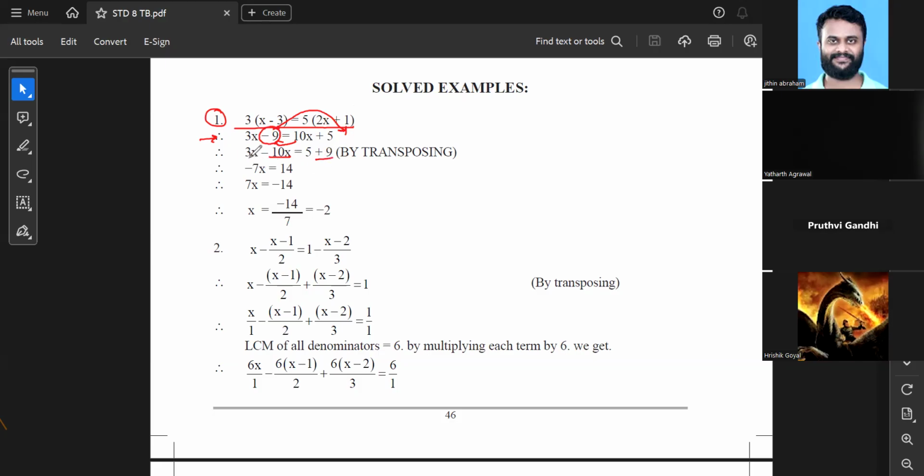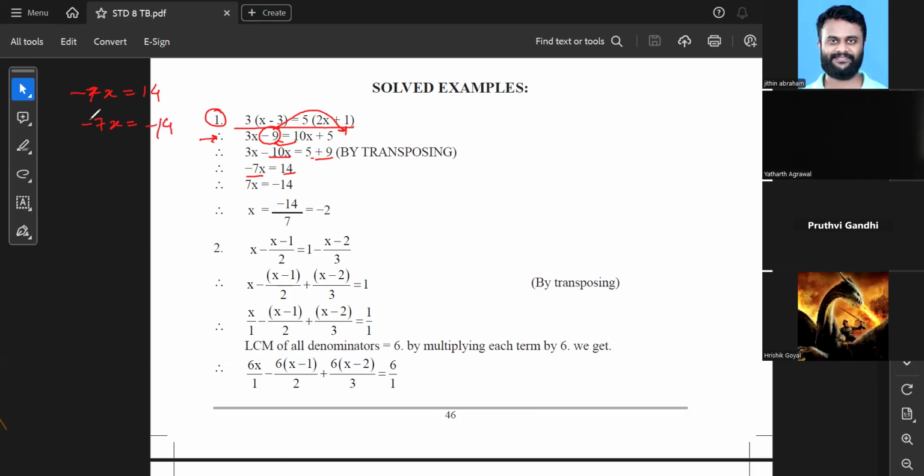So on the left hand side, as you can see, it's 3x minus 10x, which is basically minus 7x. And 5 plus 9 is basically 14. As I've already told you in some chapter, that whenever you see, like in this case, minus 7x is equal to 14, you can transfer this minus sign from left hand side to right hand side, or from numerator to denominator. You can freely transfer this anywhere.